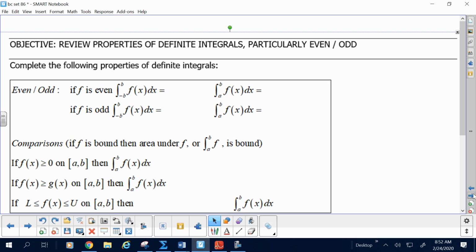Let's go on to some ideas again. These should be review. I hope they're review, but we'll make sure. If f is even, then what could you tell me about an integral that's symmetric about 0? From negative b to b would be 2 times 0 to b. That's true.